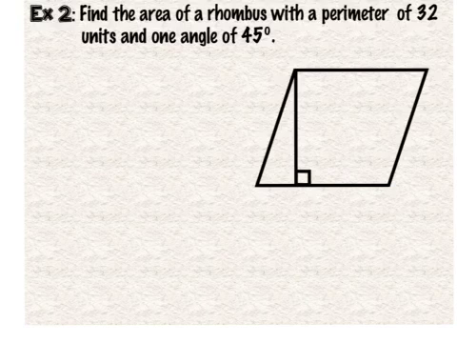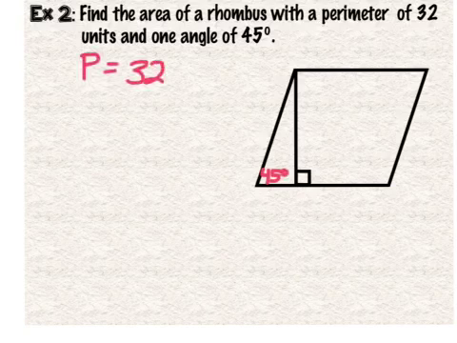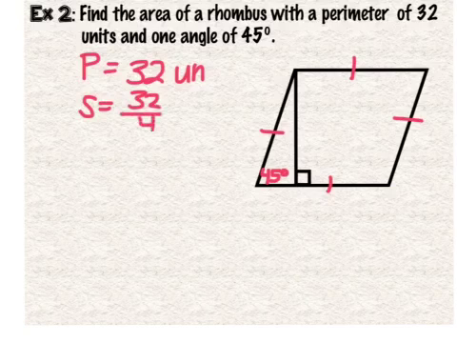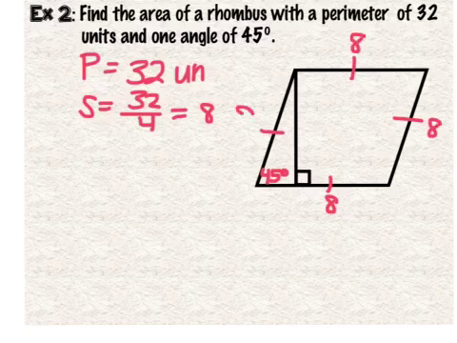Our next example is also a rhombus. However, we're given a different set of information. They tell us that one of the angles is 45 degrees, and they tell us the total perimeter is 32 units. Knowing what we know about rhombi, all of the sides of a rhombus are congruent to one another. So if the perimeter is 32, then one side would be 32 divided by 4, or a total length of 8. So each of our sides are 8 units.